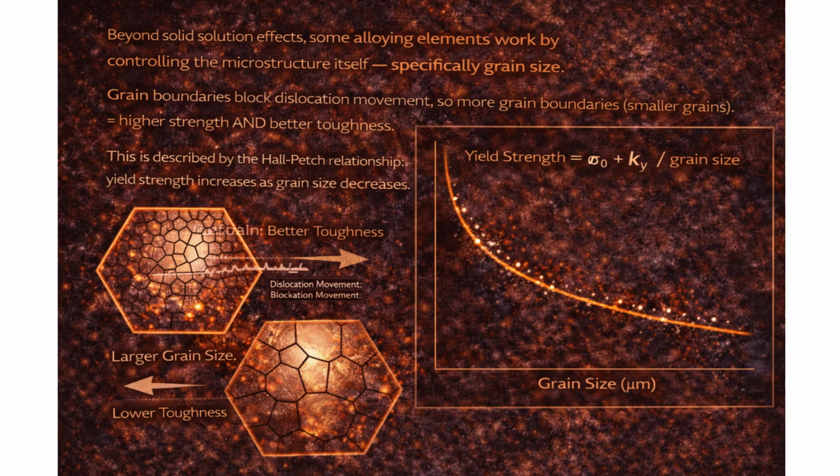Beyond solid solution effects, some alloying elements work by controlling the microstructure itself, specifically grain size. Grain boundaries block dislocation movement, so more grain boundaries, smaller grains, equals higher strength and better toughness. This is described by the Hall-Petch relationship. Yield strength increases as grain size decreases.